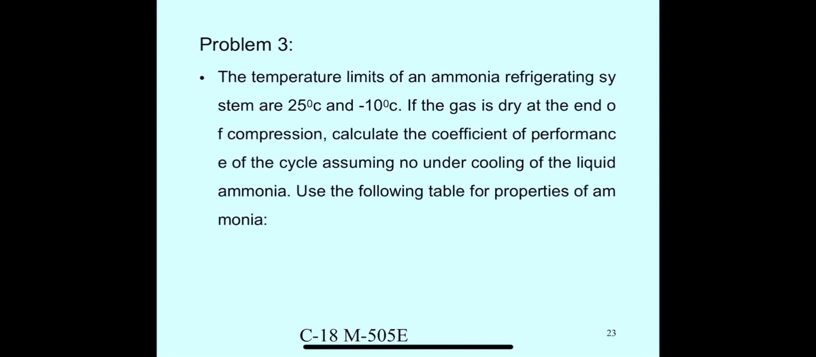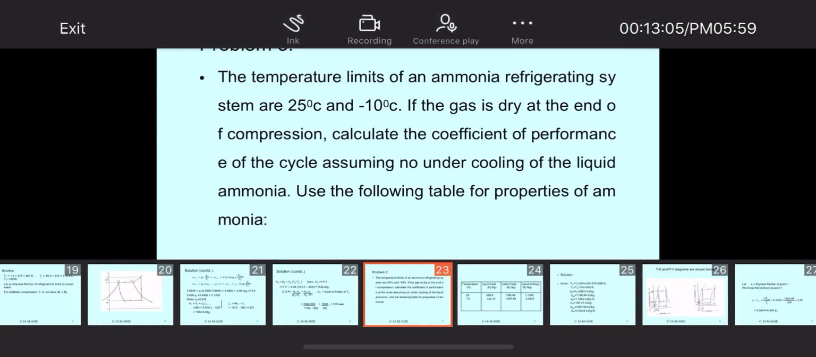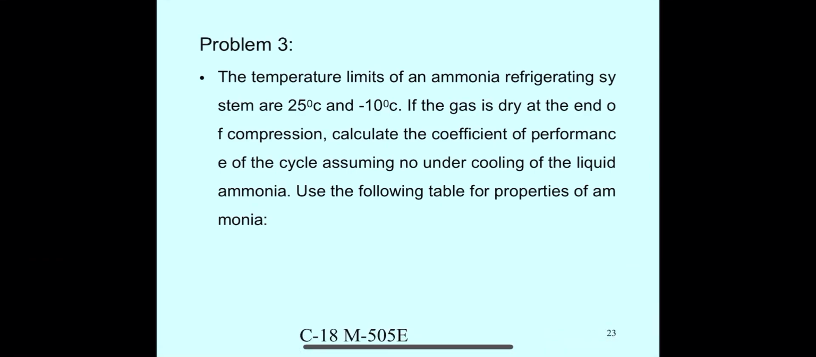Okay. See the next problem. The temperature limits of an ammonia refrigerating system are 25 degrees centigrade and minus 10 degrees centigrade. If the gas is dry at the end of compression, calculate the coefficient of performance of the cycle assuming no undercooling of the liquid ammonia. Use the following table for properties of ammonia.